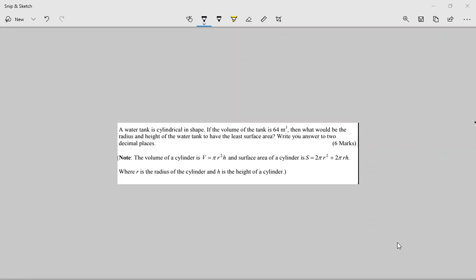One of the important questions of application of derivative. A water tank is cylindrical in shape. If the volume of the tank is 64 meter cube, it means that the volume V is equal to 64 meter cube. Then what would be the radius and the height? It means that the target is R and H is equal to question mark, for which the water tank has at least minimum surface area.